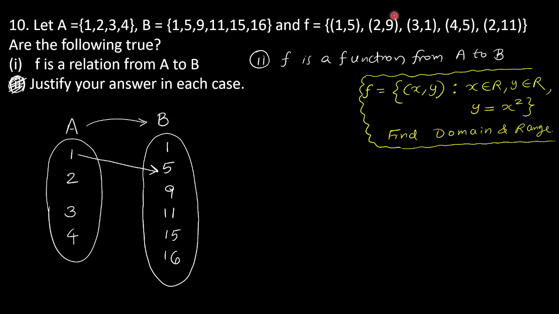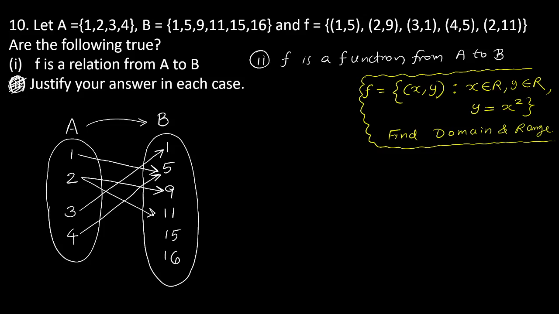Then next is 2, 9. What is the meaning 2, 9? 2 is related to 9. 3, 1. 3 is related to 1. 4, 5. 4 is related to 5. 2, 11 is also there. 2 is related to 11. Is it okay? All of you clear? Aryan, Rakshana, Deva, all of you clear?